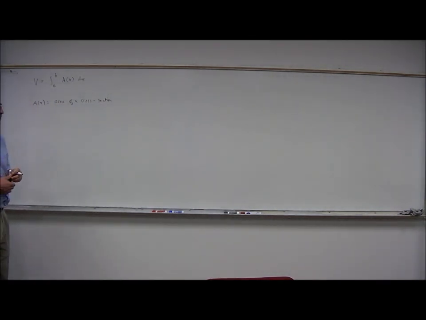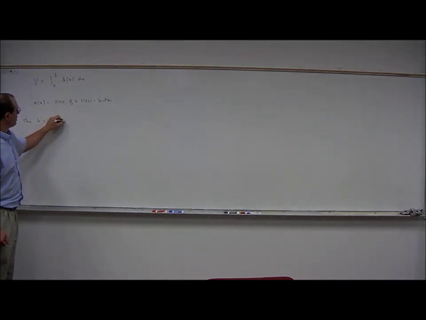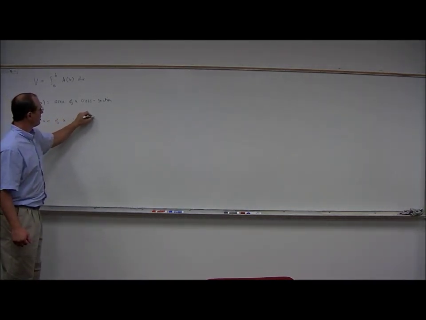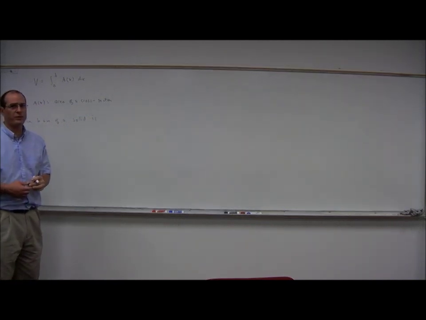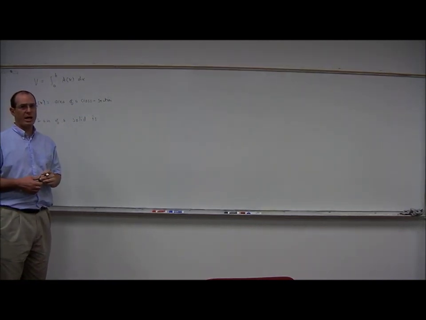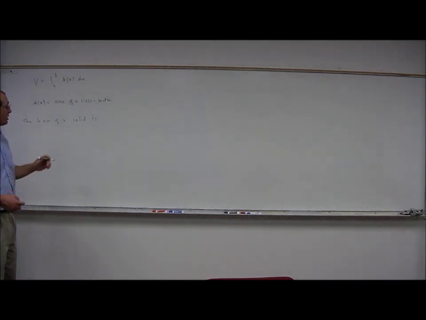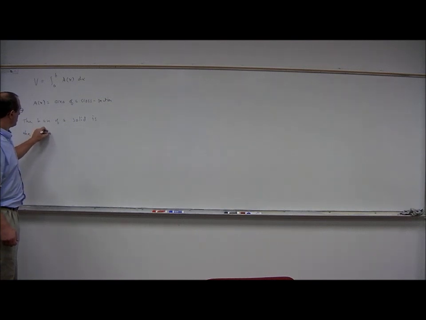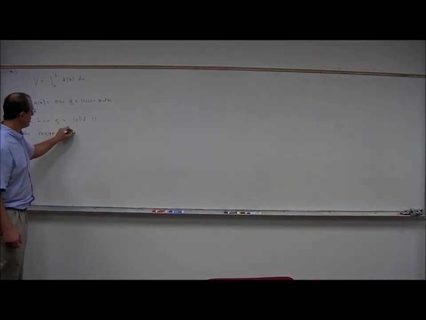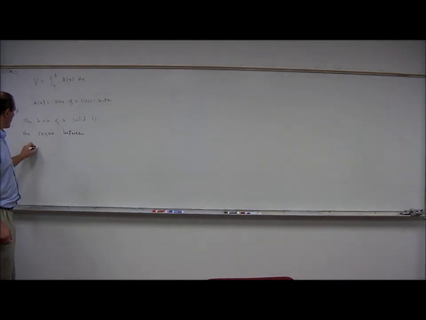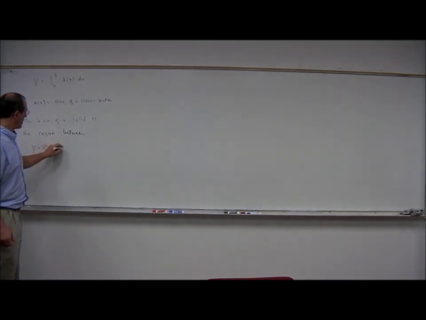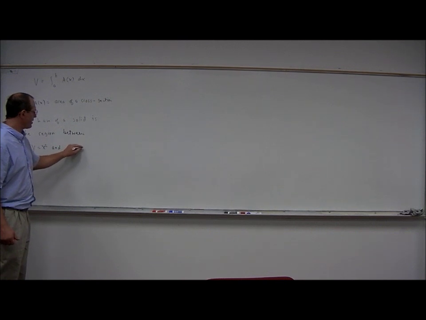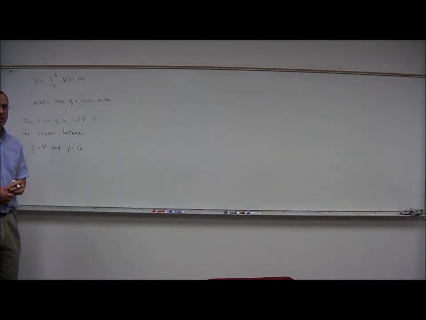So in our example, let's suppose the base of a solid is the region between the two curves y equals x squared and y equals the square root of x. It's the region between y equals x squared and y equals the square root of x. So that's the base of the solid.